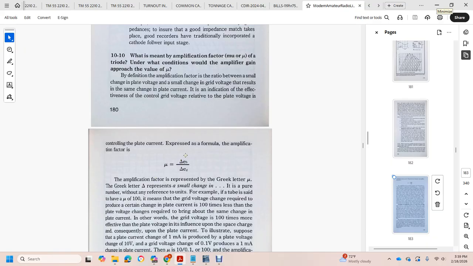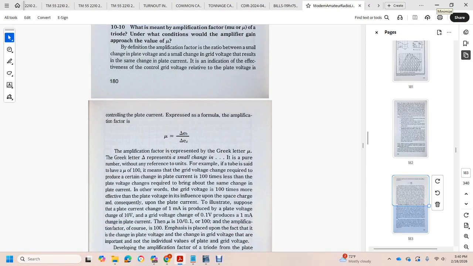The amplification factor, represented by the Greek letter mu, is a pure number with no reference units. Example: a tube with an amplification factor of 100 means the grid voltage required to produce a certain change in plate current is 100 times less than the plate voltage change required to bring about the same change in plate current. In other words, the grid voltage has 100 times more effect than the plate voltage on the influence of the space charge and the consequent plate current.